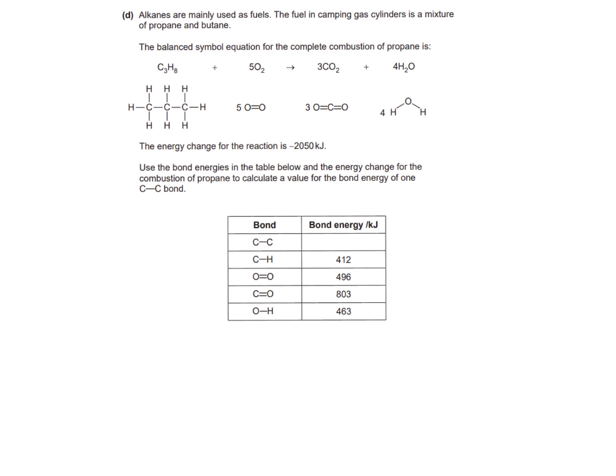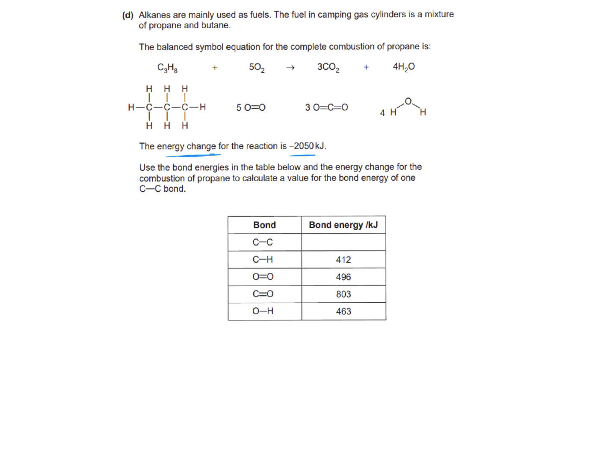On to this calculation question. So here, what we have to do is calculate a value for the bond energy of one of the carbon-carbon bonds. Now, energy change equals bonds broken minus bonds made. So that's the first thing you've got to remember. Now, the energy change for this reaction is minus 2050. And then I've got to work out what the energy is for the breaking of the bonds and what the energy is for the making of the bonds.